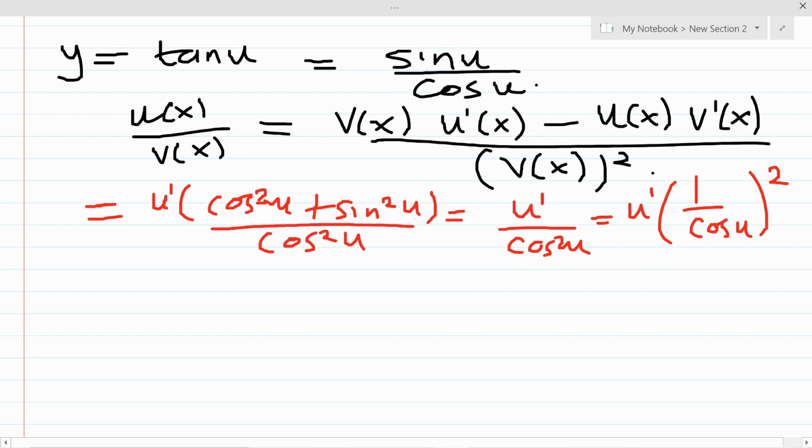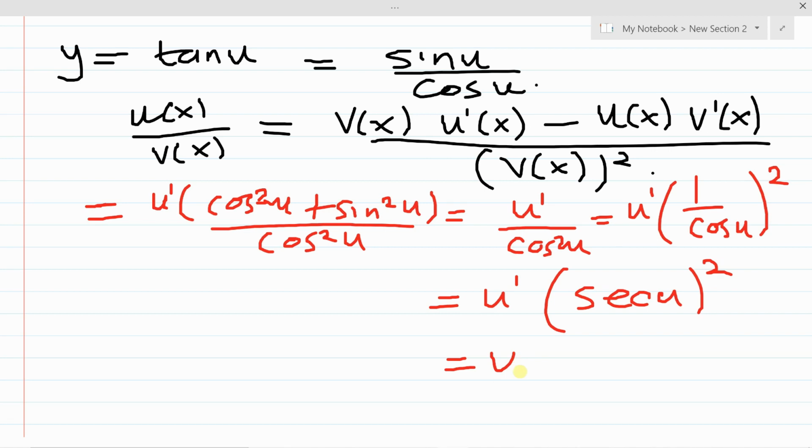So now from this you could say that this is equal to u prime, then 1 over cos u is what? Sec of u squared. Now this will be equal to u prime sec squared u. So that's why in some books they will tell you that the differential of tan u is sec squared u.